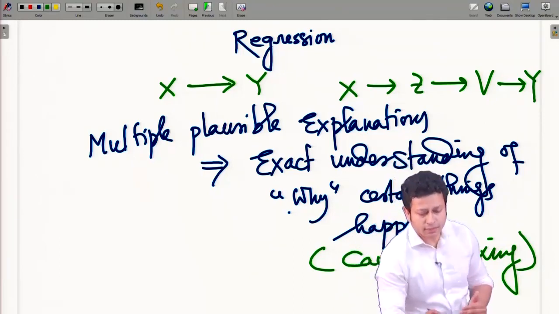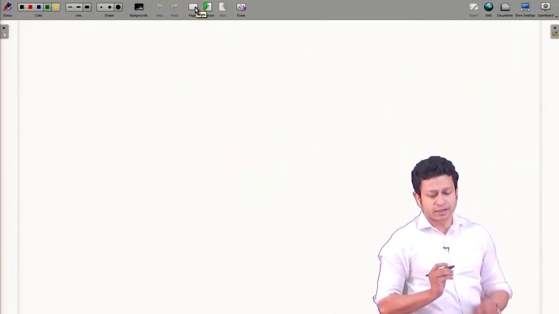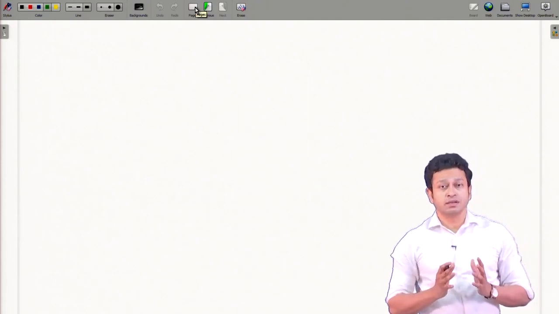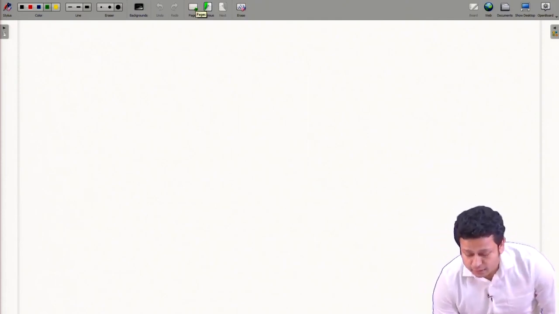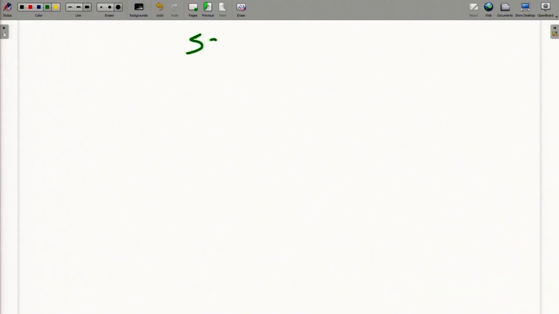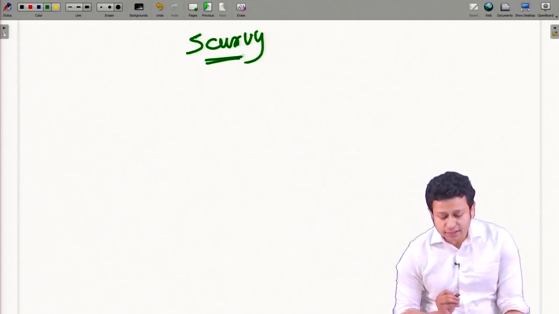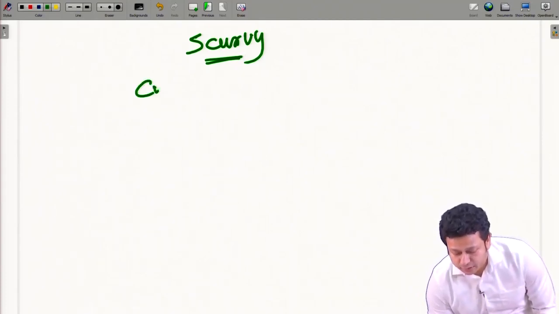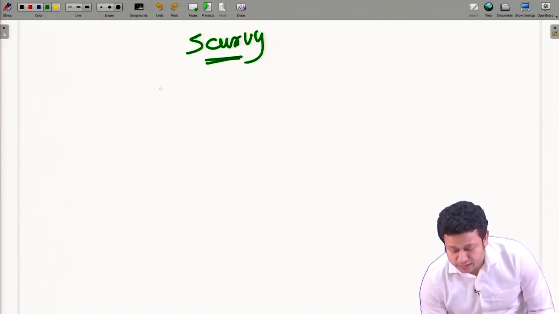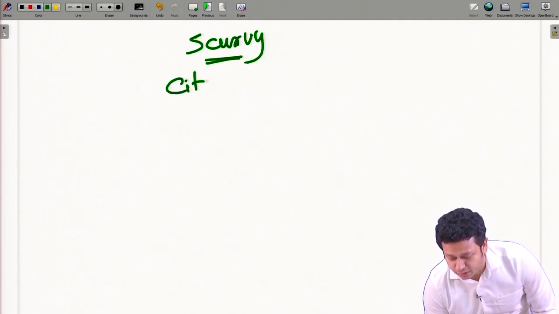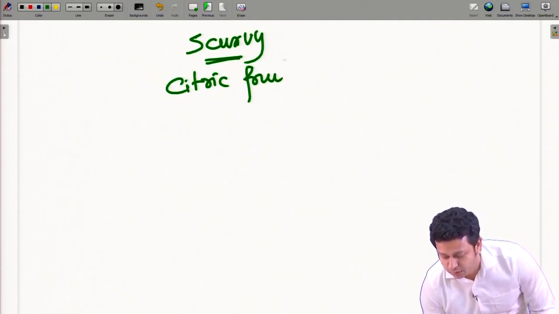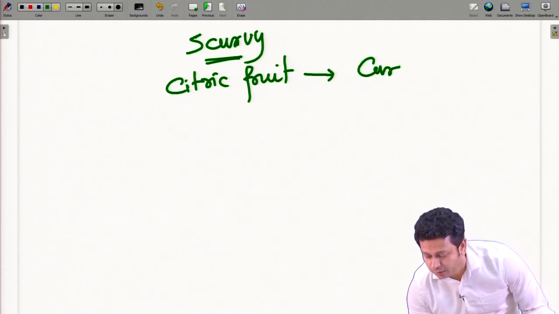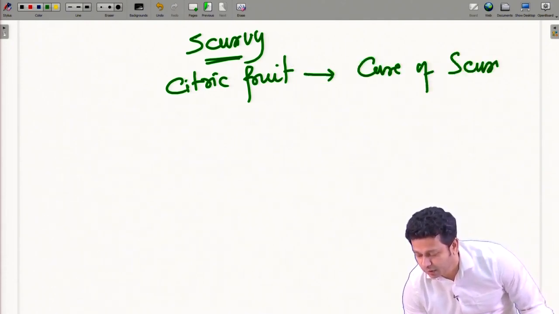Now, again, to recall the examples we gave when we distinguished between causal and correlational thinking, there was the example of scurvy disease, right. I will briefly recap it. It was found that scurvy disease could be cured with the consumption of citrus fruit like lemon or orange. Citrus fruit would lead to the cure of scurvy, right.